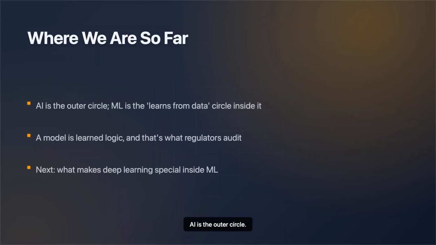Quick checkpoint before we go deeper. AI is the outer circle. Machine learning is the learns from data circle sitting inside it. A model is that learned logic, and it's what regulators audit. Now let's step one circle further in and see what makes deep learning special.